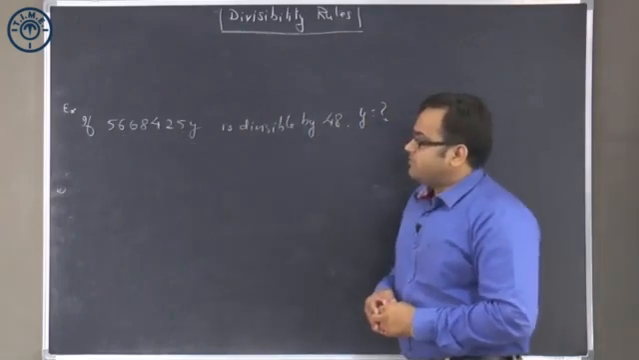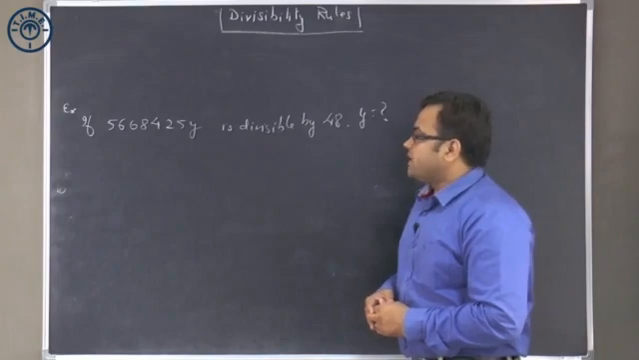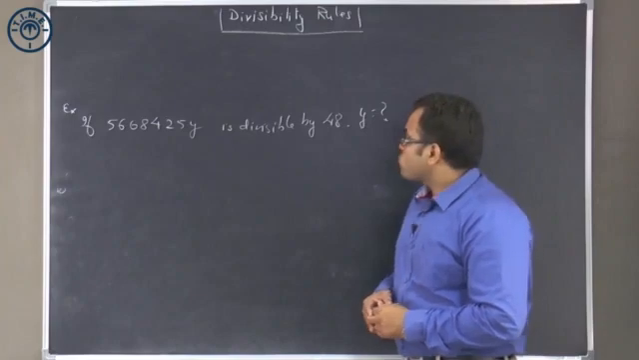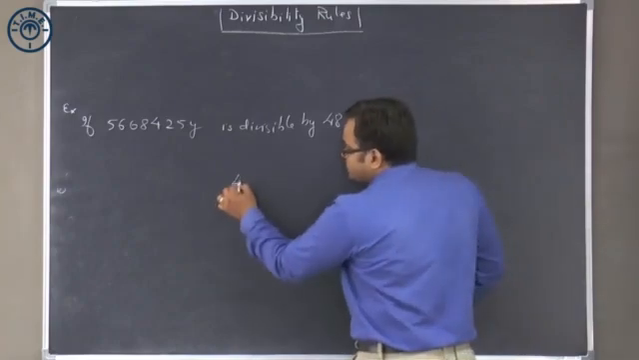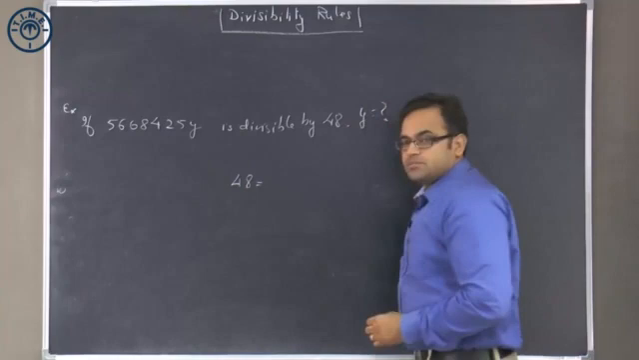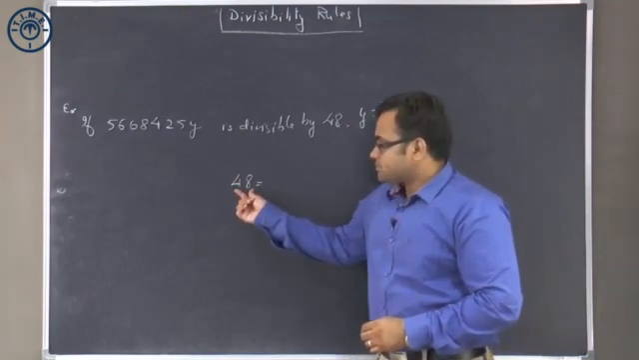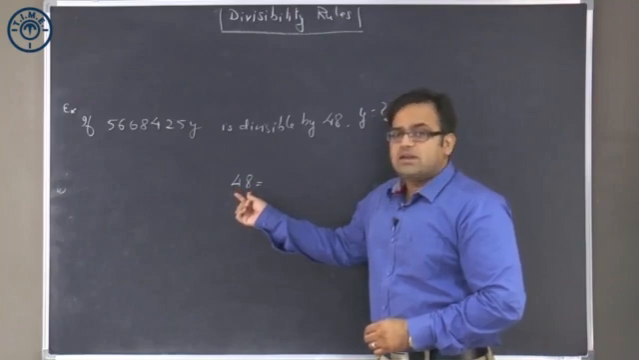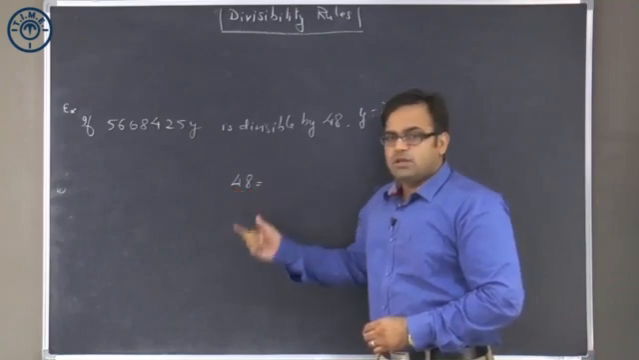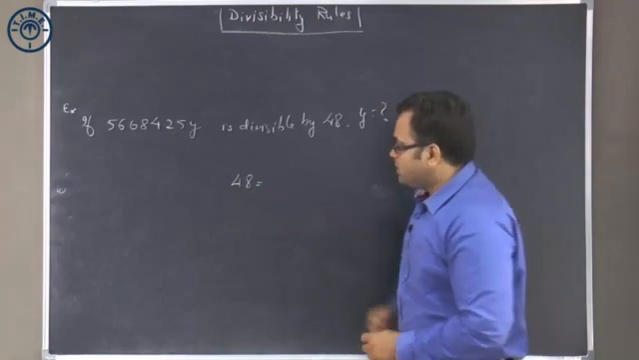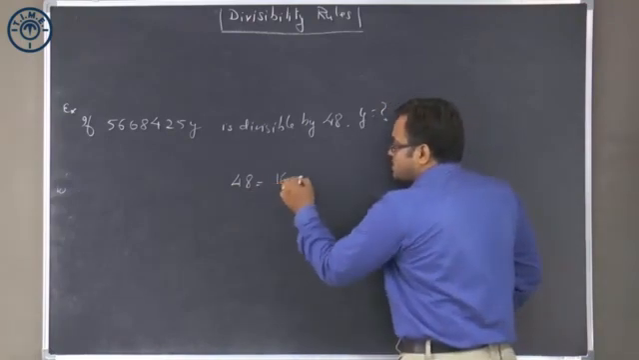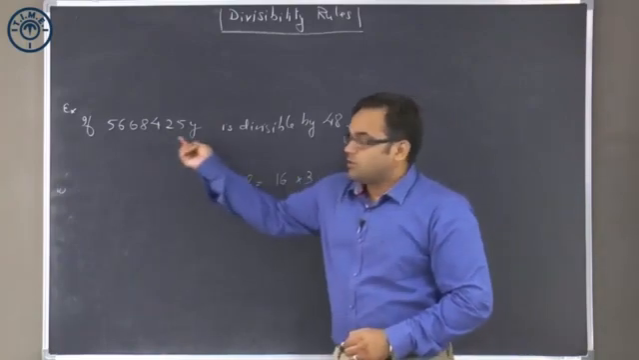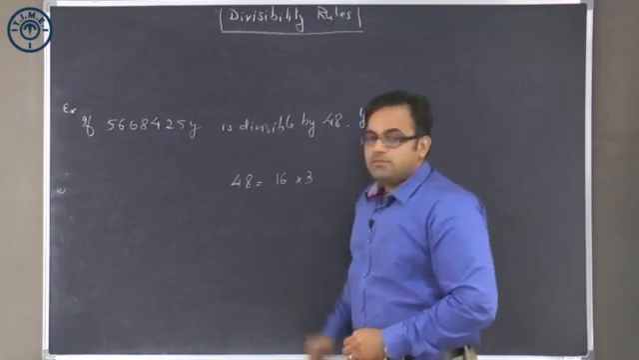If the number 5668425y is divisible by 48, then what is the value of y? 48 is a composite number. 48 can be written as 12 into 4. It can also be written as 16 into 3. 16 and 3 are co-prime. So therefore 48 can be written as 16 into 3. Now I need to check the divisibility of this number by 16 and by 3.